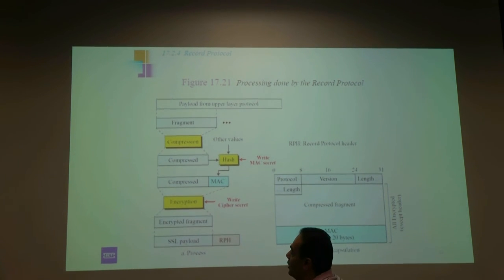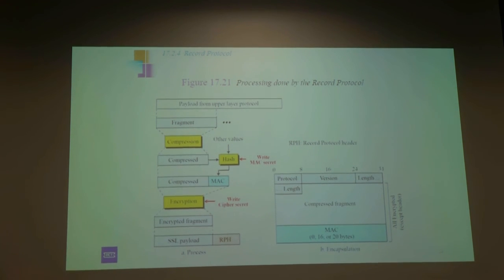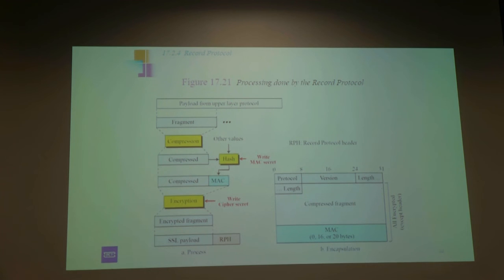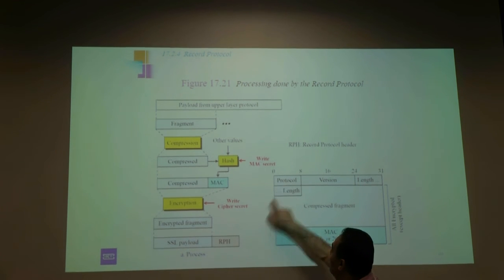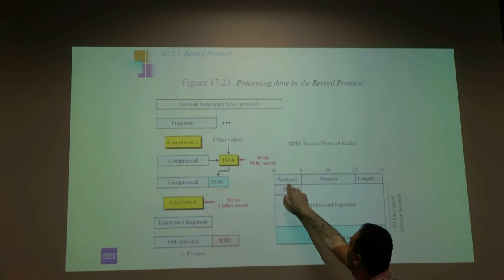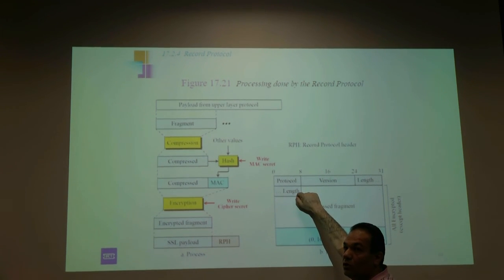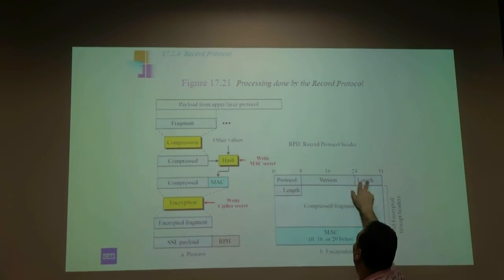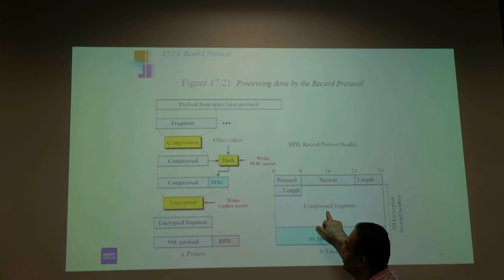And you add to it the header. It will be the encrypted fragment and the SSL header. So very simple. You do that for all the fragments, right? The RPH is the record protocol header. The record protocol header is, I think, 32 plus 8, which is 40 bits. It has the protocol, the version, 2 bytes, and the length. The length is 2 bytes. Then you have the compressed frame. Where is the compressed frame?